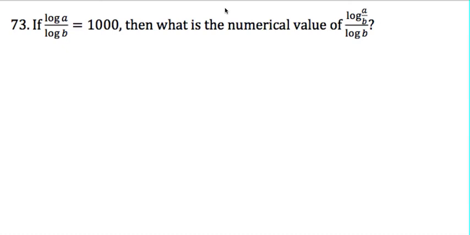Hello class. Today we'd like to look at a few problem set questions. Let's get started from number 73. Log of a over log of b is equal to 1000. What is the numerical value of this?